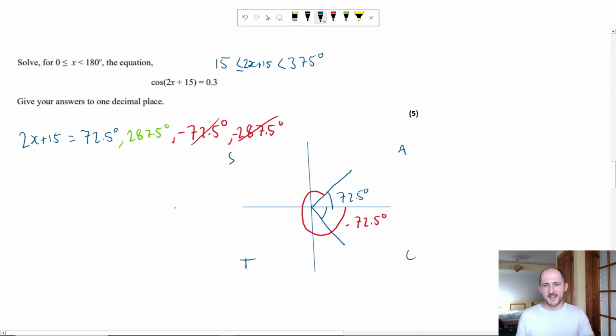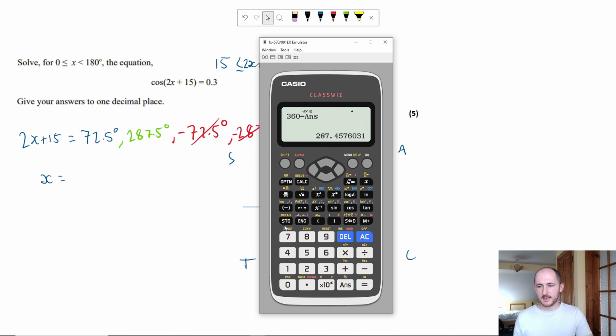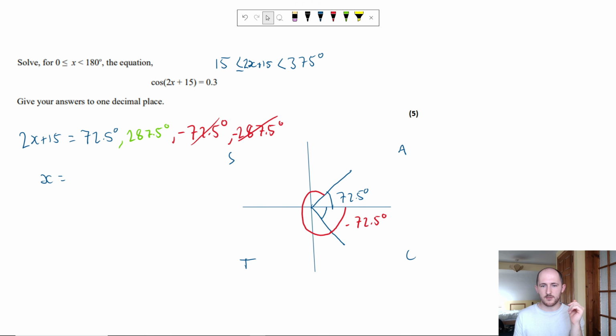Cool. So, if I'm now working out x, what would I do? Well, I would subtract 15 from both sides, then I'll divide by 2. So let's do that. 72.5. Again, think of it in terms of algebra. You wouldn't divide by 2 then minus 15. You would subtract 15 then divide by 2. Those will give you two different answers. So subtract 15 and then divide the answer by 2. And that gives me 28.75, but it says 1 decimal place, so 29 degrees. Sorry, not 29. What am I talking about? 28.8 degrees.